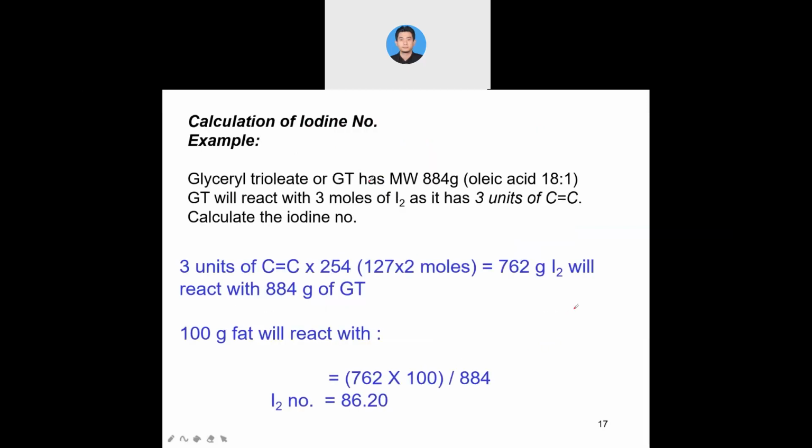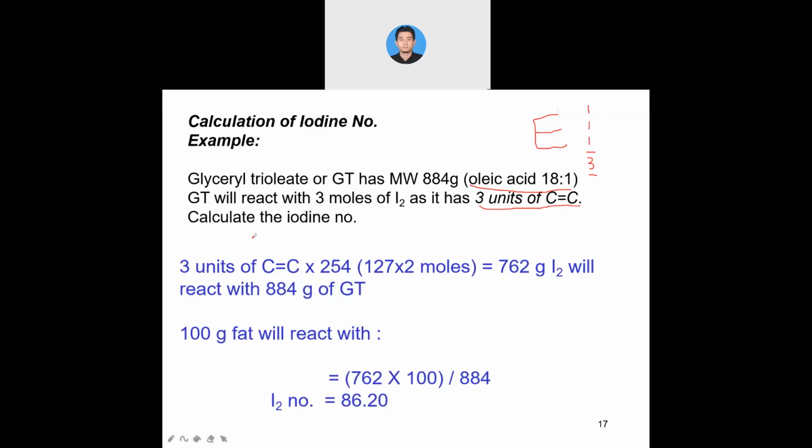This is a calculation involving the iodine number. For example, the glyceride trioleate, or GT, has a molecular weight of 884 grams. The oleic acid has 18 carbons and 1 double bond. GT reacts with 3 moles of iodine, as it has 3 units of C double bond C, right? Because each oleic acid has 1 double bond, so the fat has one double bond, one double bond, and one double bond. That's why it has a total of three double bonds.